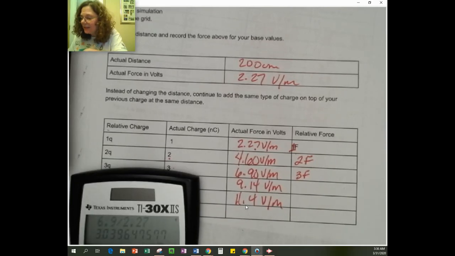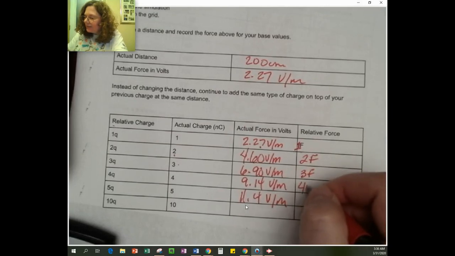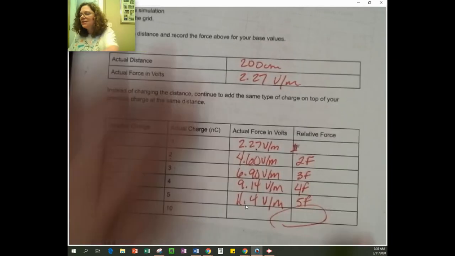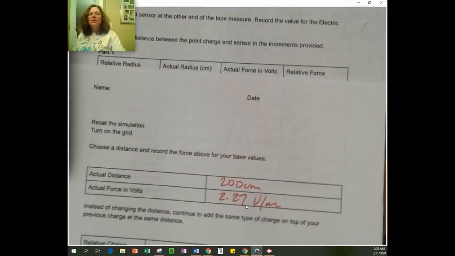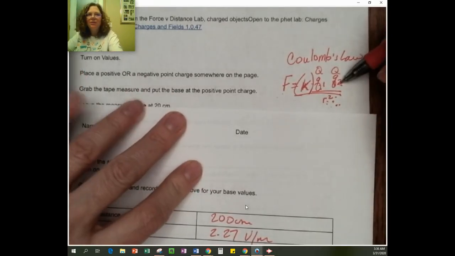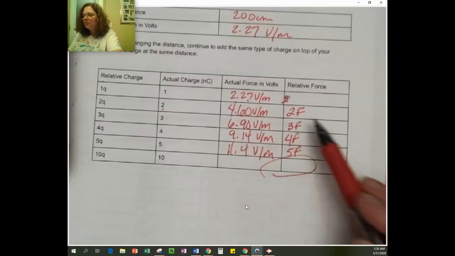Yep. All right, 4F and 5F. So I'm guessing you can guess what that is. All right, so this is Coulomb's law. So if we change the charge, we're going to increase the force that much.